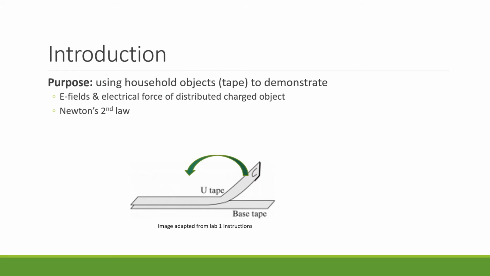So in Lab 2, we extended the idea from Lab 1, where we used household objects like tape to demonstrate electrical fields and electrical forces. Now in this lab, we also made charged tapes, but instead of treating them as a point charge, we treated them as a rod with a uniform charge. And each piece of the rod generates its own little point charge and its own little electric field. And we also use Newton's second law, which I'll explain shortly.